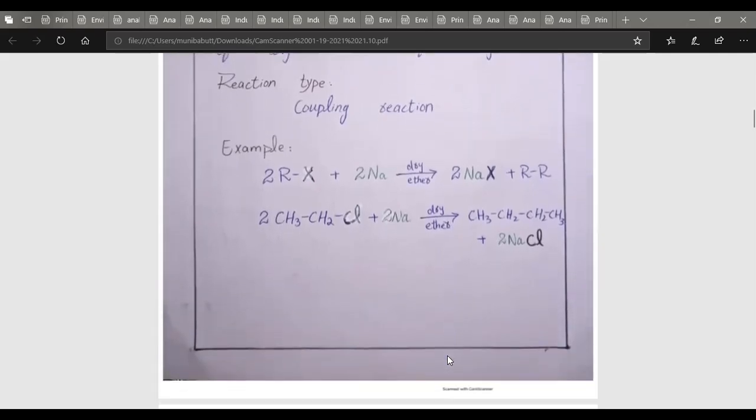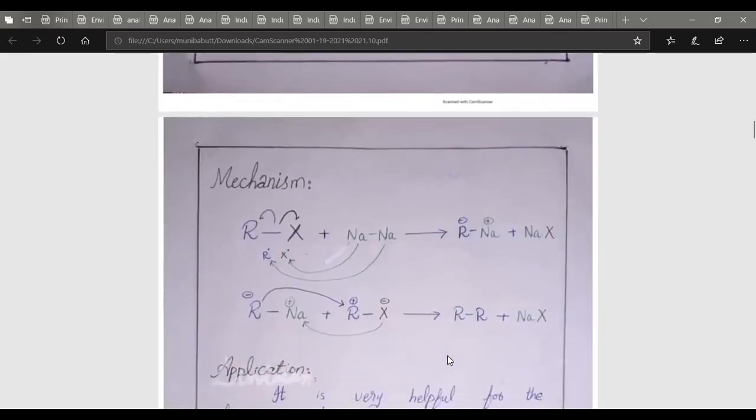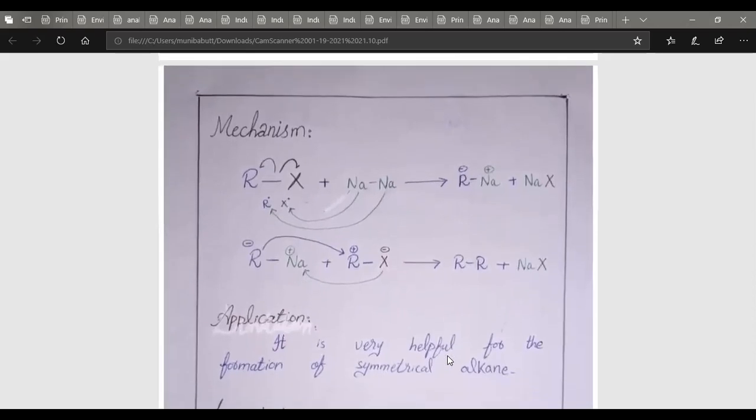Now I move towards its mechanism. Its mechanism consists of radical formation. Here is an alkyl and this one is a halide. Homolytic splitting takes place. What is homolytic splitting? Homolytic splitting is a splitting in which one electron goes to each atom. For example, this line shows us two electrons. So due to homolytic splitting, one electron moves to the halide and one electron moves to the alkyl group.